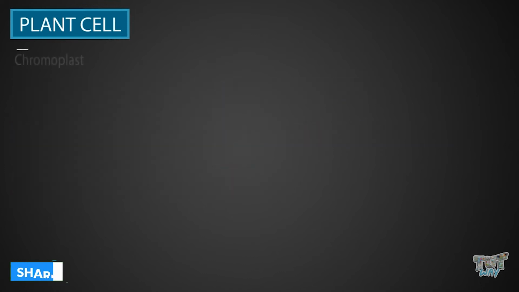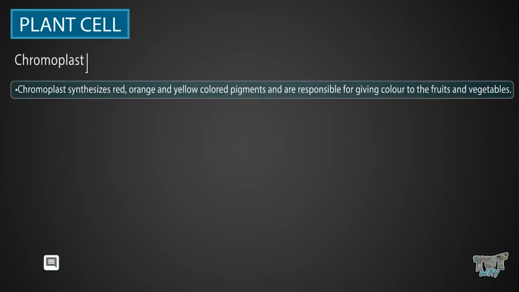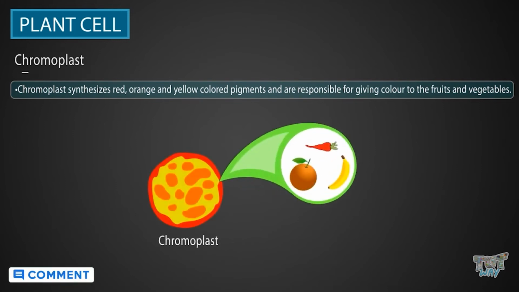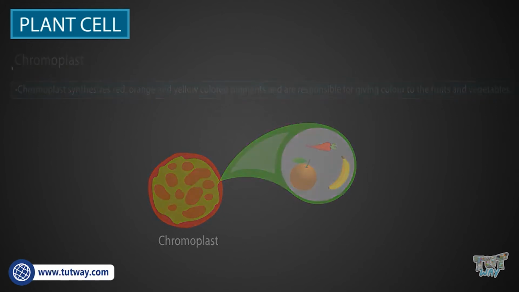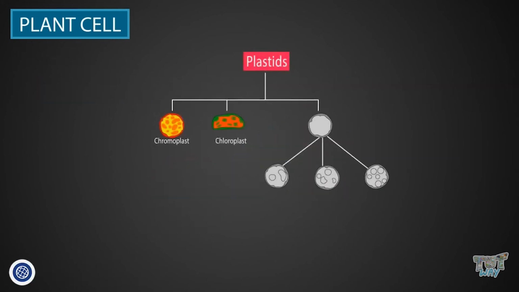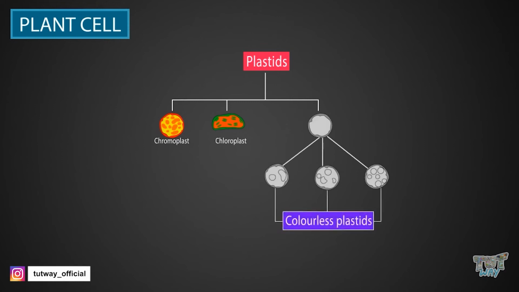Next, we have chromoplasts. Chromoplasts synthesize red, orange, and yellow colored pigments and are responsible for giving color to the fruits and vegetables. So we have learned about two kinds of plastids. The rest of the plastids are colorless plastids. We will learn that in our following grades.